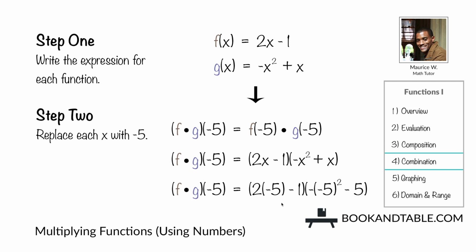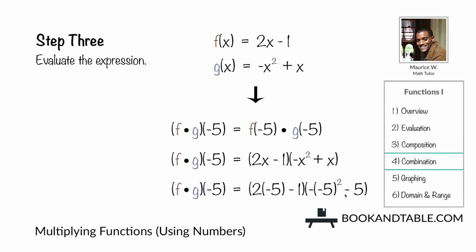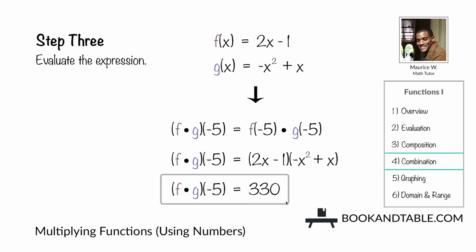And now that we've replaced each x with negative 5, we can evaluate this expression. So we get 2 times negative 5, which is negative 10 minus 1, times negative 5 squared is 25. So that would give us negative 25 minus 5. Negative 10 minus 1 is negative 11, times negative 25 minus 5, which is negative 30. And negative 11 times negative 30 is equal to positive 330. So f times g of negative 5 is equal to 330.